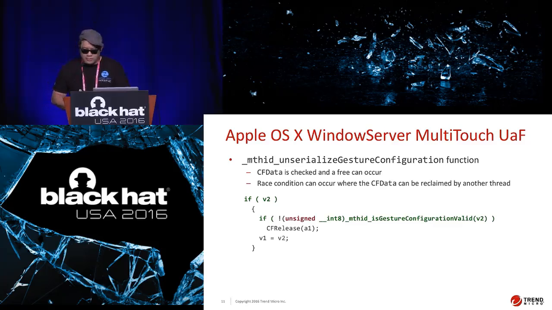Now let's talk about the escalation. The bug was in the multi-touch support binary. And if you look at V2 in this slide here, let's say that's a CF data object. If you're able to reclaim that by kicking off a thread and winning this race condition, you'll get to do more interesting things downstream.